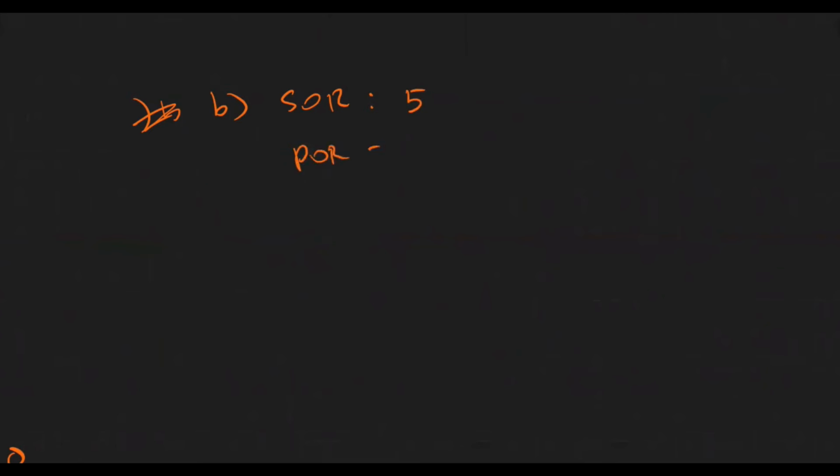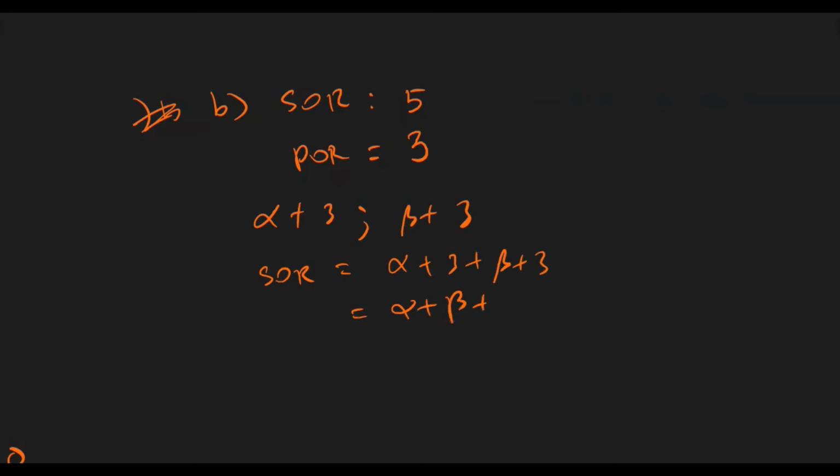Okay, so we're going to move on to question B. And if you're afraid that you might forget, you're going to write your SOR again. And your SOR is actually equal to 5, and your POR is 3. So now the new question that I would like to ask you is finding the roots, where the new roots are alpha plus 3 and beta plus 3. So the new SOR will be alpha plus 3 plus beta plus 3. That will be alpha plus beta plus 3 plus 3, and that will be 5 plus 6, which is 11.